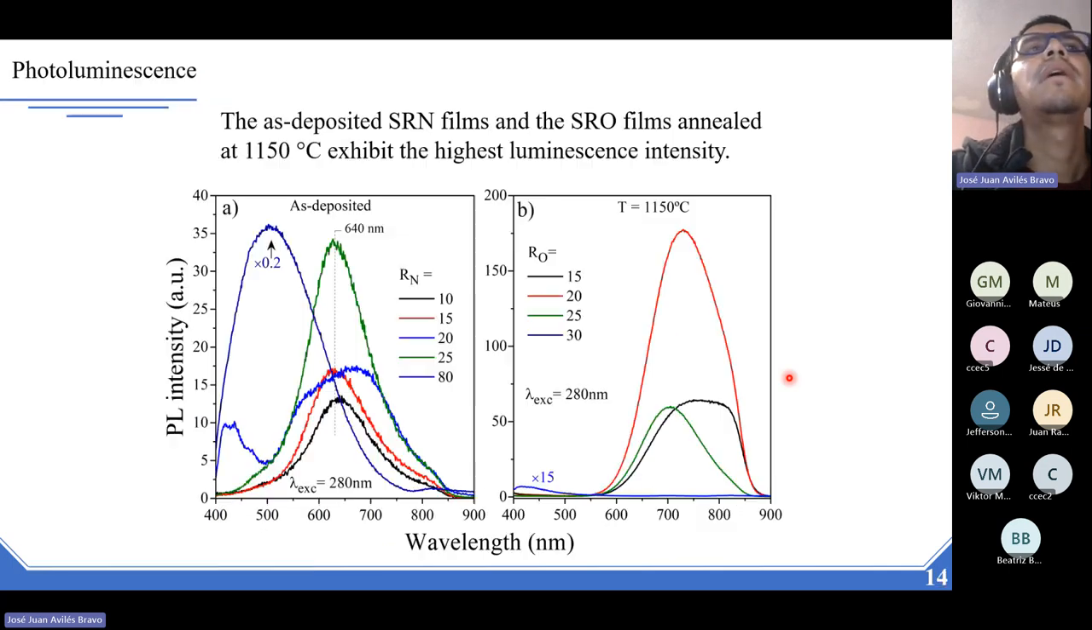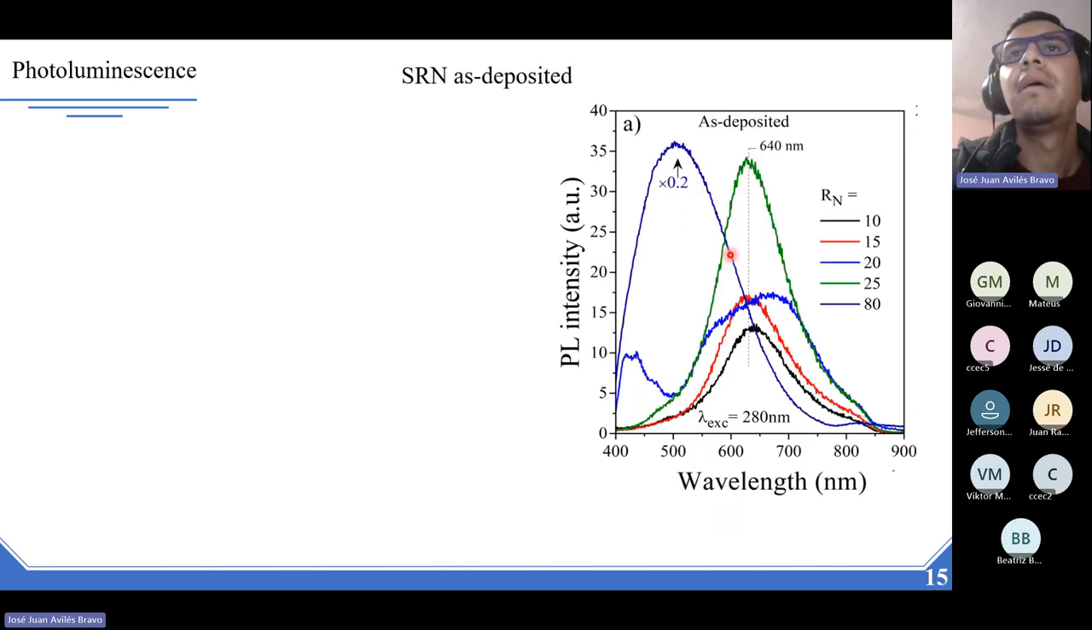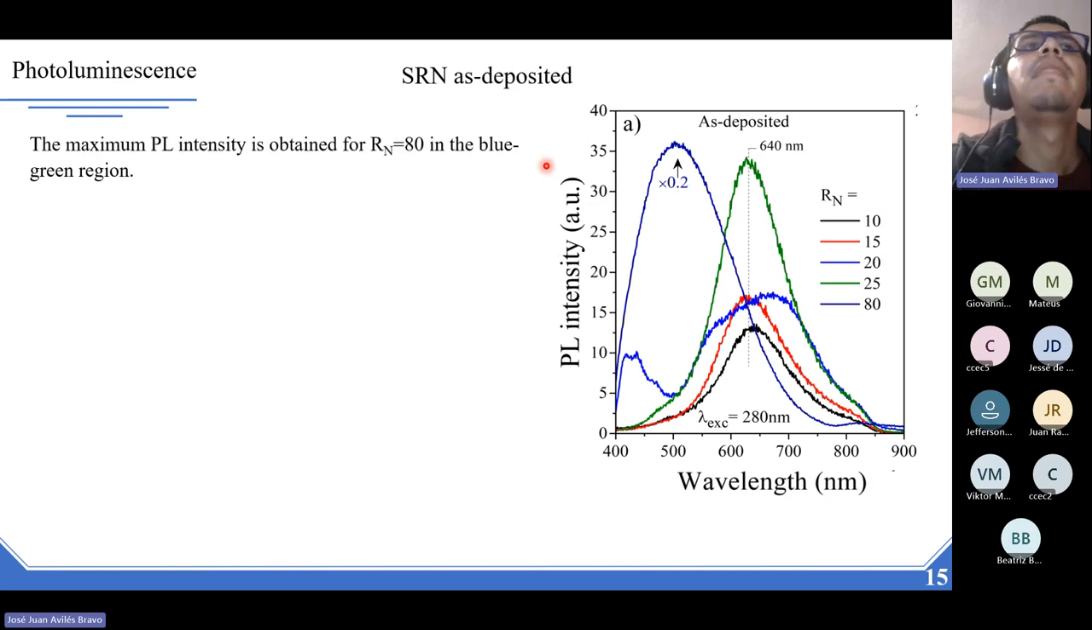Another characterization is photoluminescence. This figure shows the best luminescence properties of the films. In the case of the silicon-rich nitride, it was before thermal annealing, or as-deposited, and for the silicon-rich oxides, after thermal annealing at 1150 degrees Celsius. This figure shows the photoluminescence spectra for the silicon-rich nitride. The maximum photoluminescence intensity is obtained for the flow rate equal to 80 in the blue and green region.